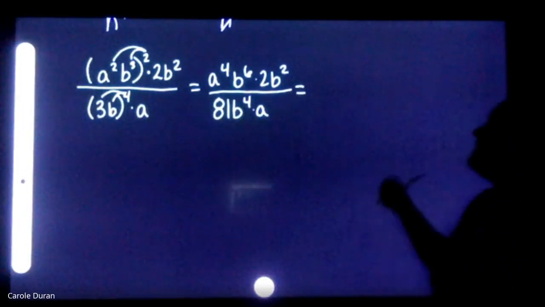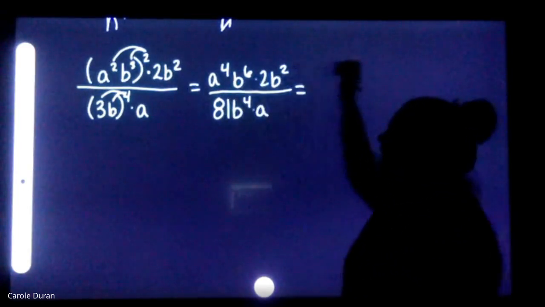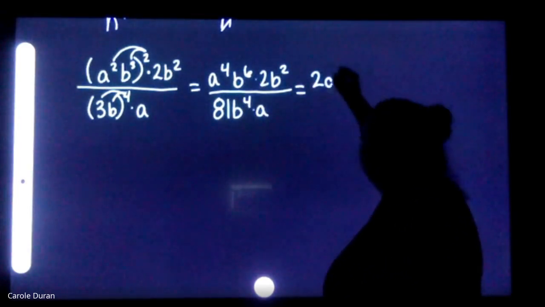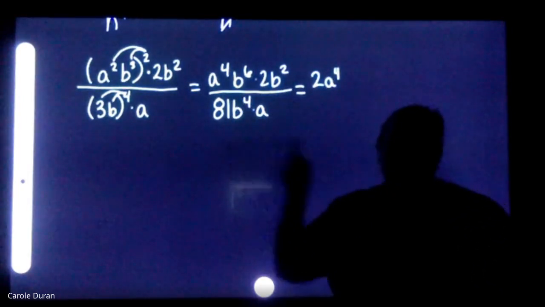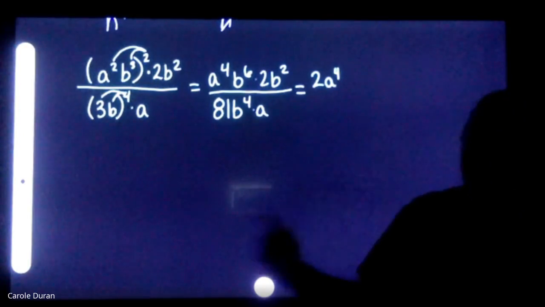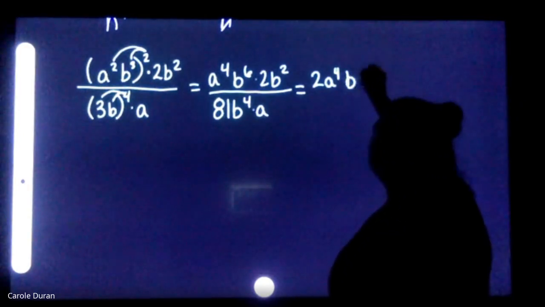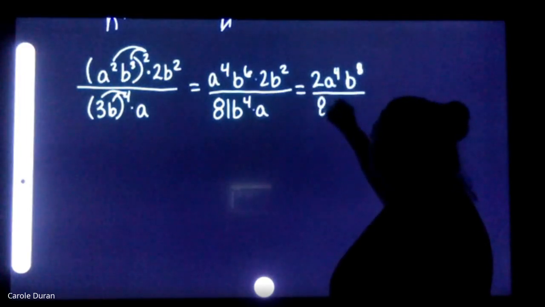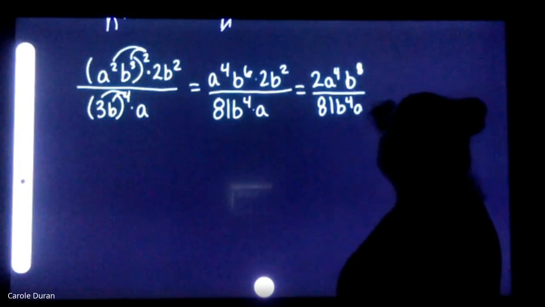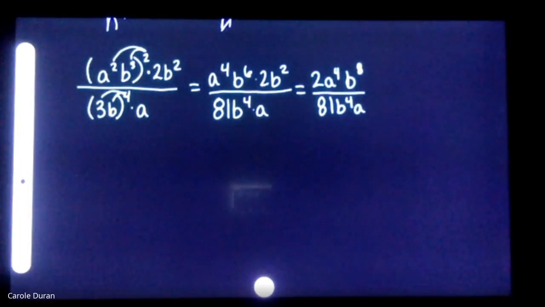In the numerator, the first thing I'm going to do is take this 2 and put it out front just to get it out of the way. Then I have b6 and b squared. I'm multiplying those two terms together, which means I'm adding the exponents. So that becomes b to the 8th. And then over 81 b4a. My numerator is as simplified as I can go, and my denominator is as simplified as I can go, which means all I have left to do now is to simplify across the fraction bar.